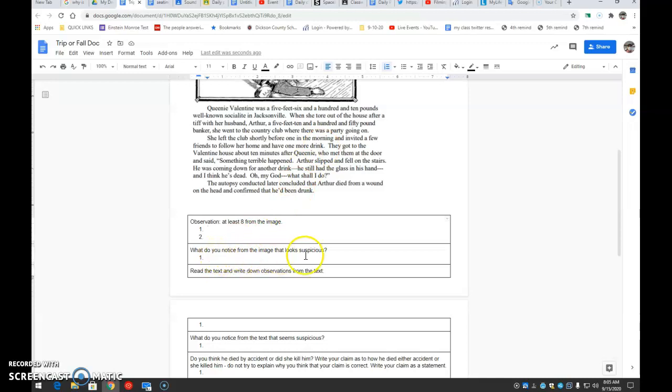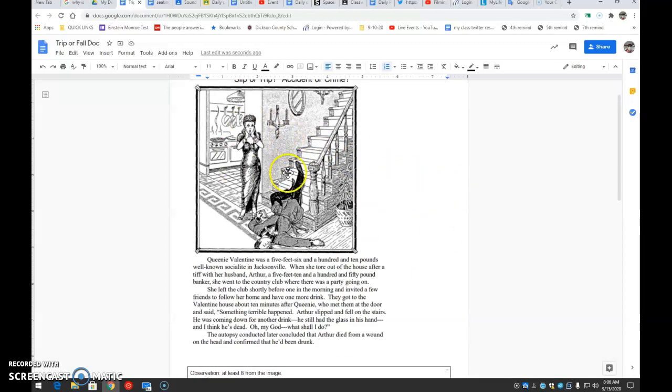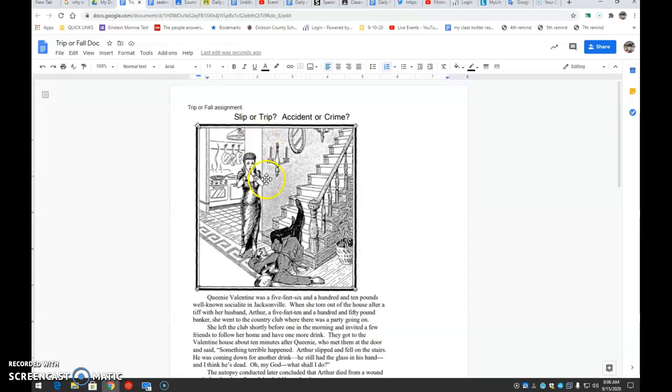Then you're going to write down the things you notice that look suspicious in this, and some of them may be the same, similar things you wrote down in the first one for the first question. So write down the things that you see in this image that seem suspicious. Keep in mind this guy's dead and this is his wife.